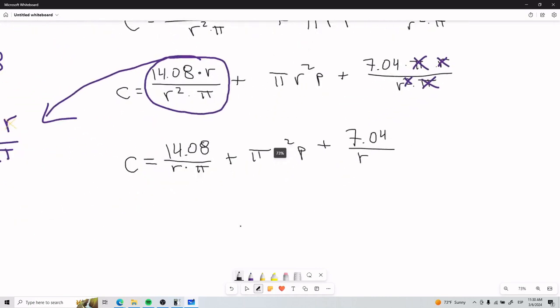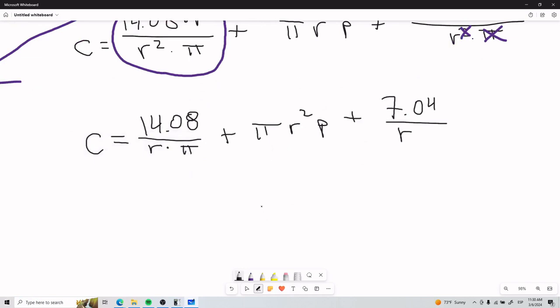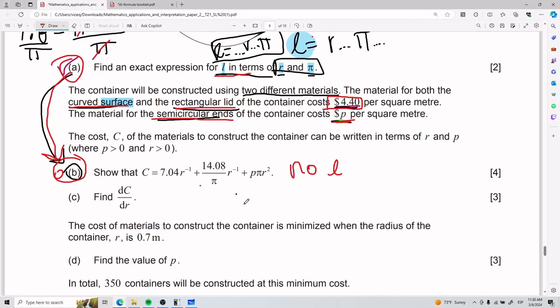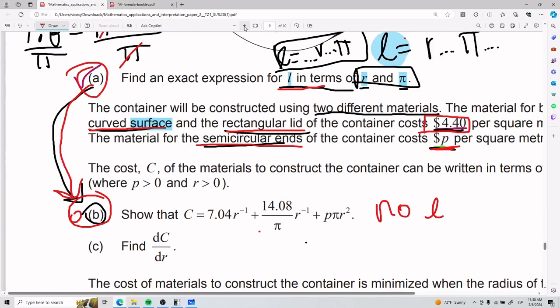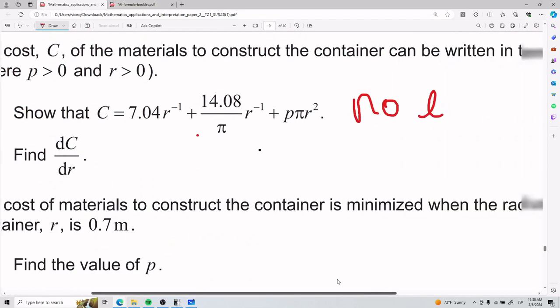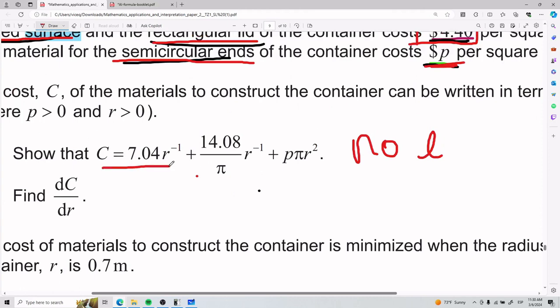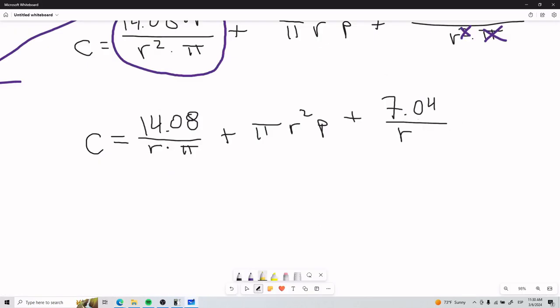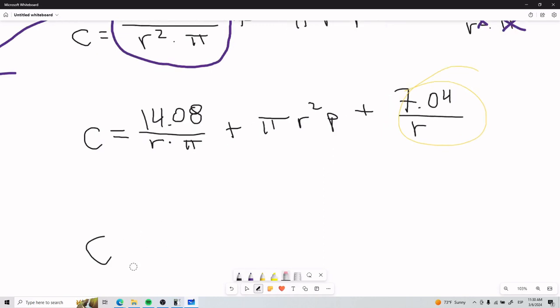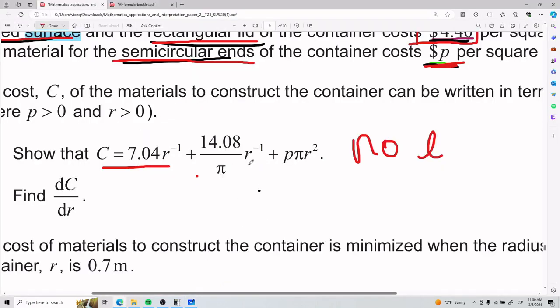All right, and so now I'm feeling a little bit more comfortable. Now I have something very similar to what I need to reach. I go over here and I see how it's similar. So notice that it starts with the one that has just r. The one that is just r is this guy here. So let me write c equals 7.04 divided by r.